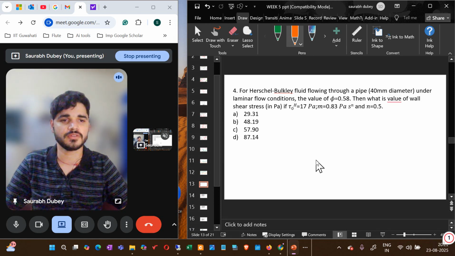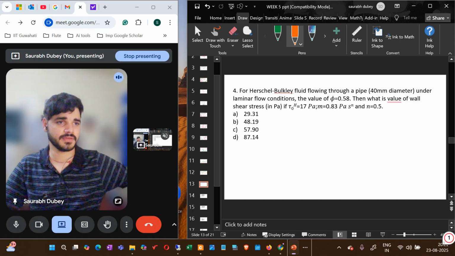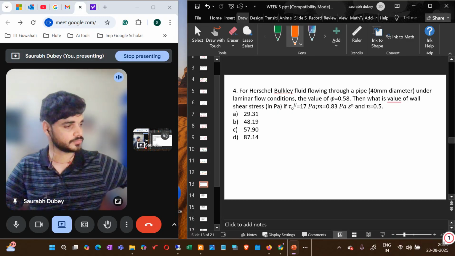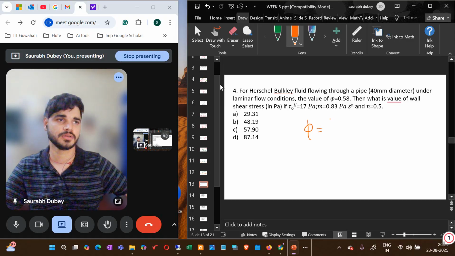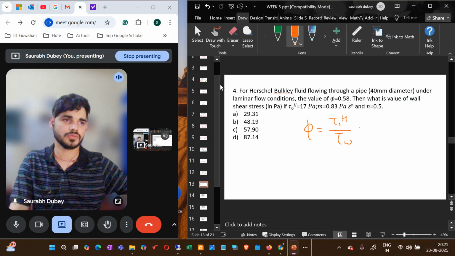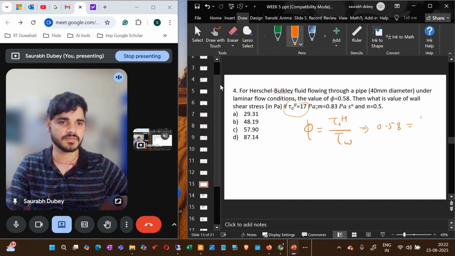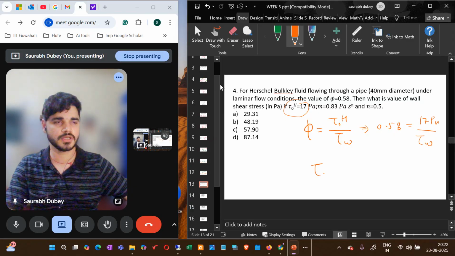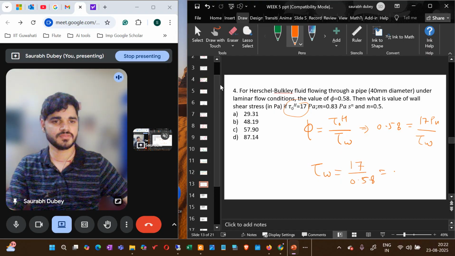So you need to calculate the wall shear stress, right? And the values you are given. Okay, so you know that this phi is tau naught H divided by, we just wrote it down, the wall shear stress, right? So through this, 0.58 equals tau naught H, which is given here as 17 Pascal, divided by tau w. Tau w equals 17 divided by 0.58. It will give you 29.3.